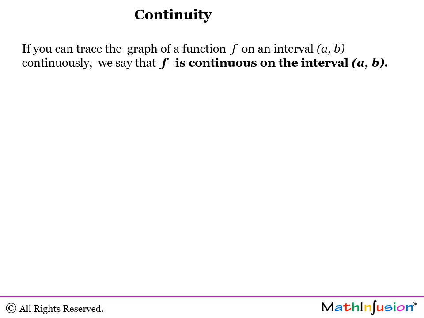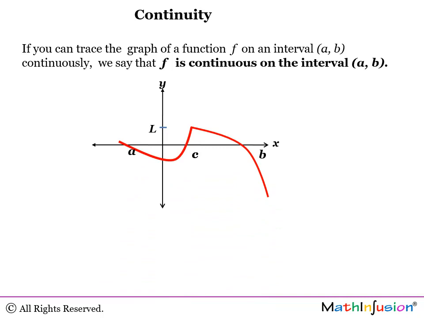If you can trace the graph of a function f on an interval ab continuously, we say that f is continuous on the interval ab. Here's an example. We can easily trace the graph of this function on the interval ab, which means for the values that are greater than a and less than b. Because we can do so, we conclude that f is continuous on the interval ab.